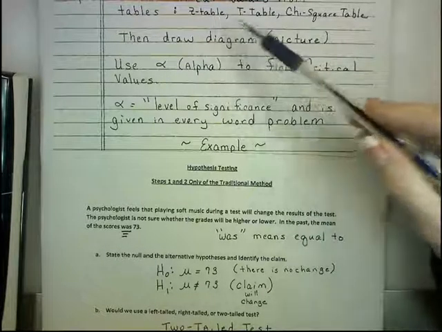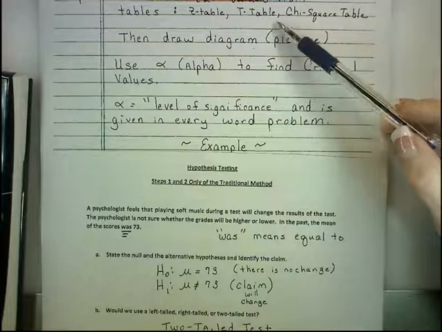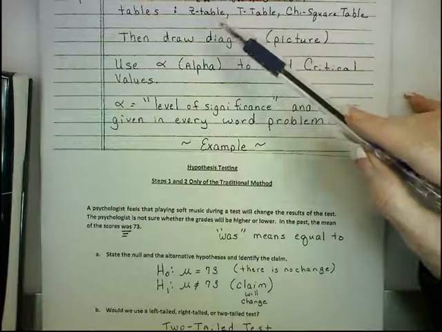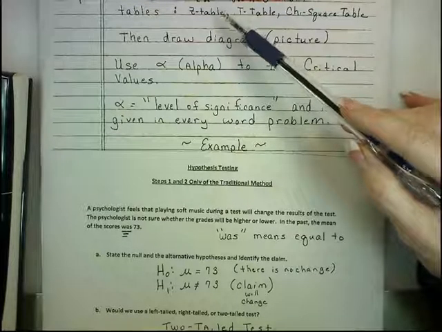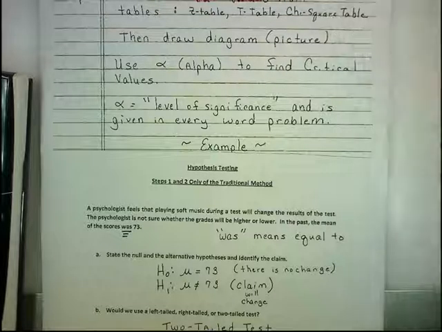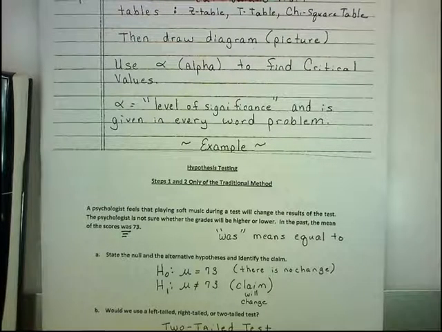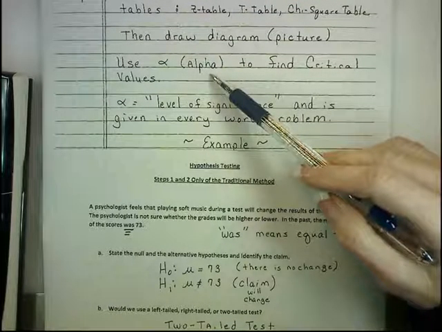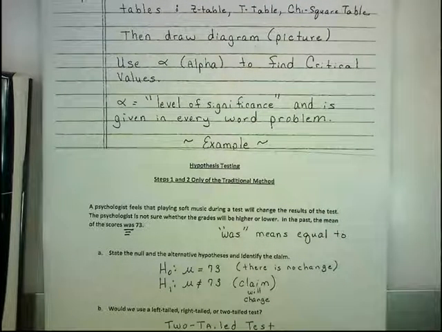And I'll teach you how to find critical values for a two-tailed Z-test for the mean, a right-tailed Z-test for the mean, a left-tailed Z-test for the mean, and for every type of test here, how to find those critical values from the appropriate table. Basically, we need to know alpha to find critical values, which is called the level of significance. And it's also the probability of a type 1 error.